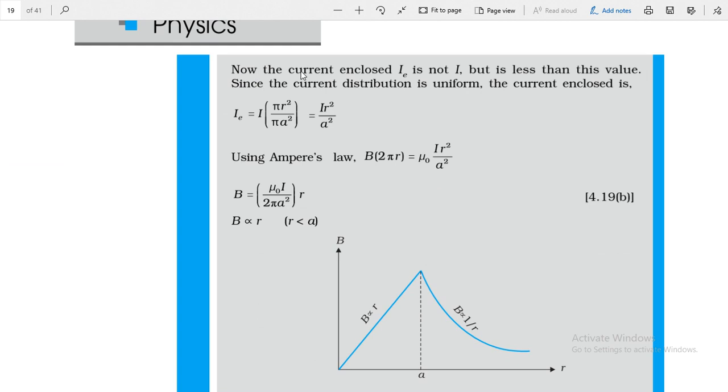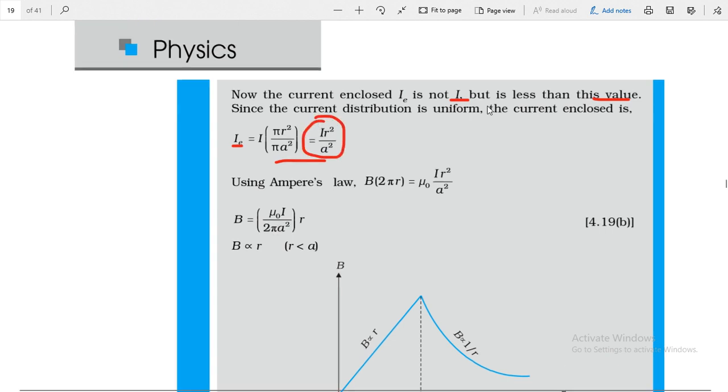Now you can see the current enclosed is not I, as I already discussed, but is less than this value. Since the current distribution is uniform, the current enclosed in this circle is given by I into R square upon A square. Now we are going to understand how this term comes.